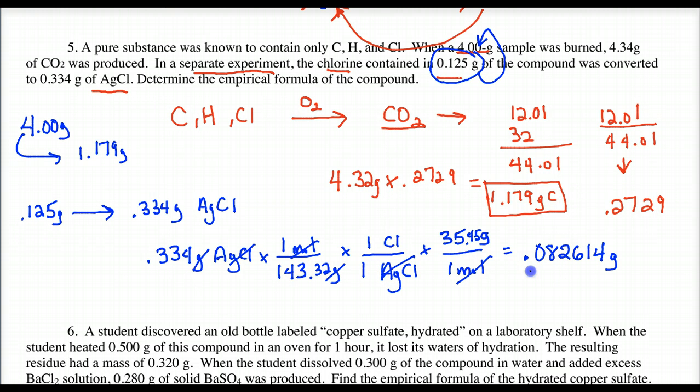All right, so now that we have grams, that's the amount of grams, 0.08264, that came from the original sample. So if you notice, we have the grams of carbon from 4 grams. We have the grams of chlorine from 0.25 grams. Because these are 2 different experiments, I'm going to come up with a percentage.